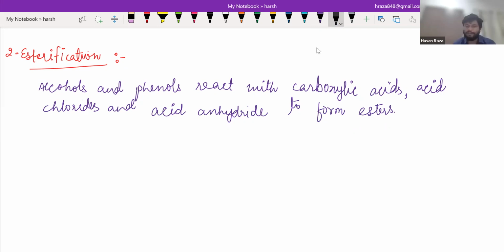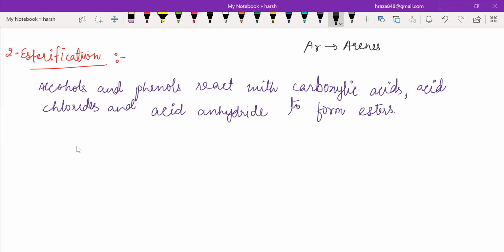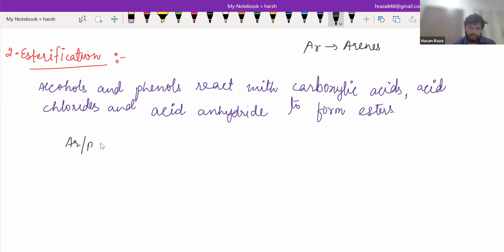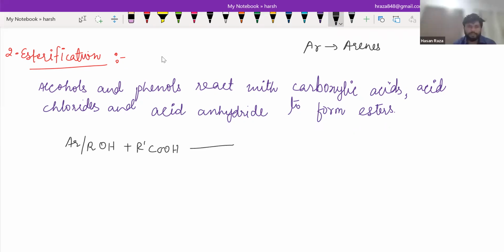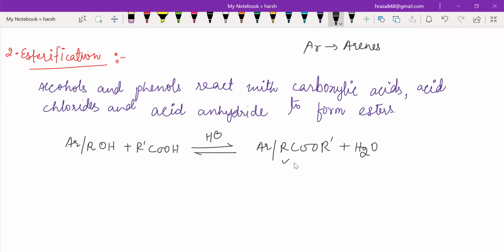AR stands for benzene, arenes. So there is either ArOH or ROH. It's reacting with carboxylic acid in the presence of H plus. It will give you RCOOR dash plus H2O. This is basically ester.